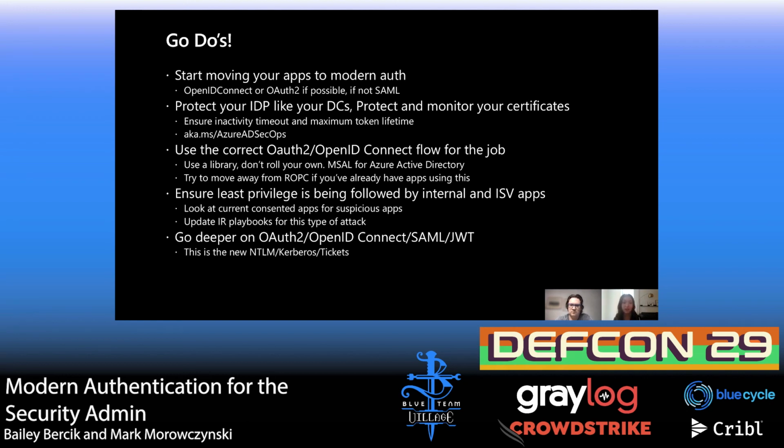Also, look at current consented apps for those that are suspicious, the ones that have really generic names like O365 Access or just Mail. We've seen other ones with more hackery sounding names, but oftentimes these apps are trying to hide in plain sight. So you're going to see a lot of really bland generic names on there. Within that, also update your incident response playbooks for this type of attack. And if you wanted to, use that YouTube link that I shared earlier to go watch that full bit of content on those app consent phishing attacks.